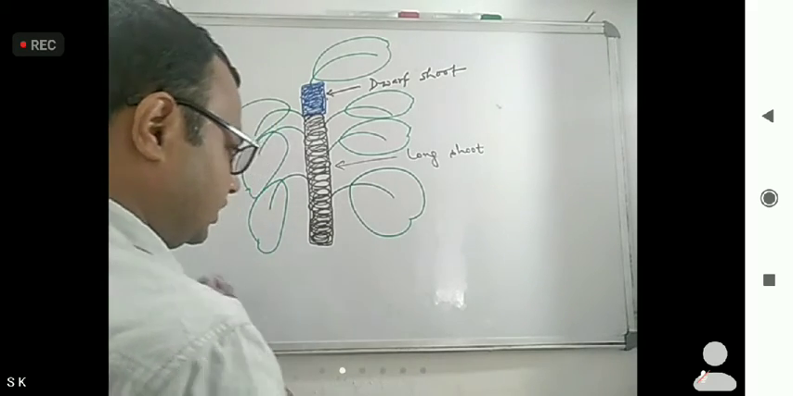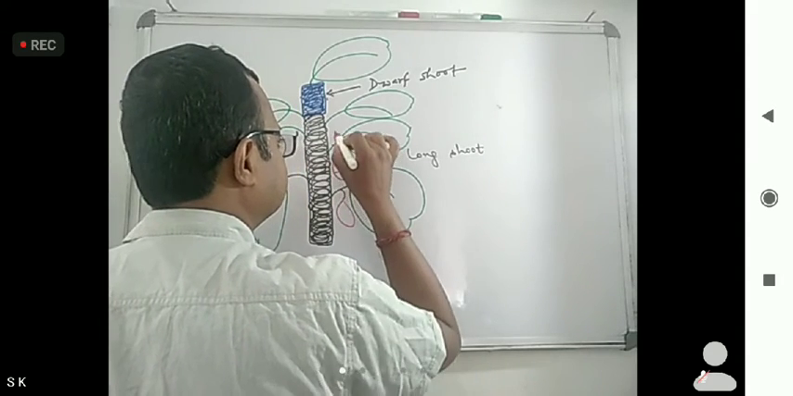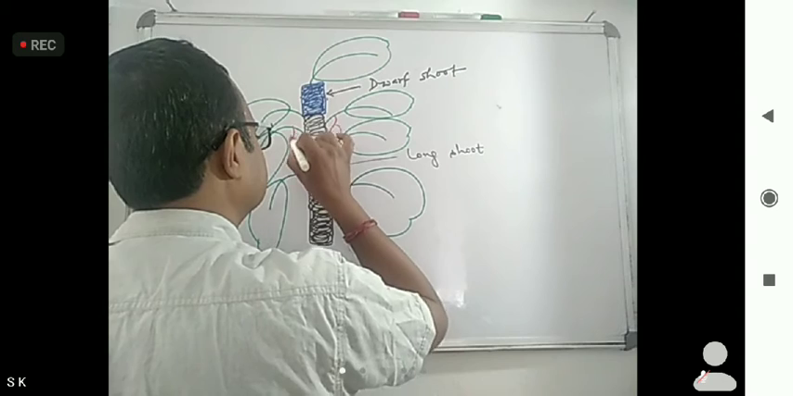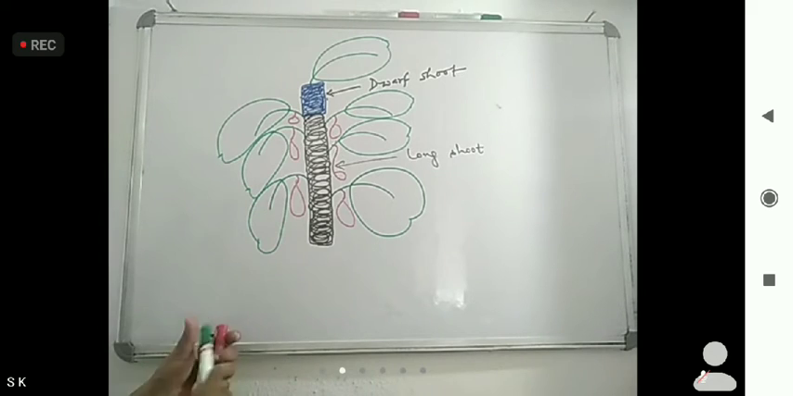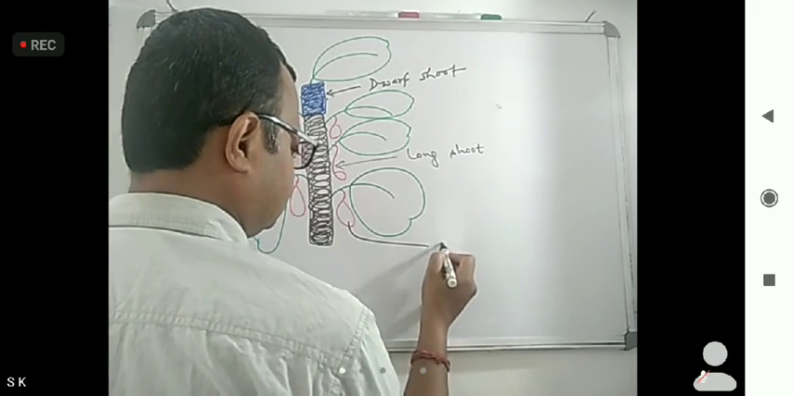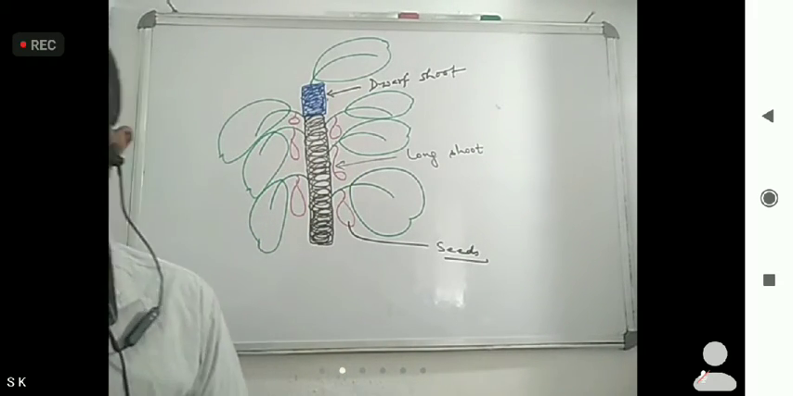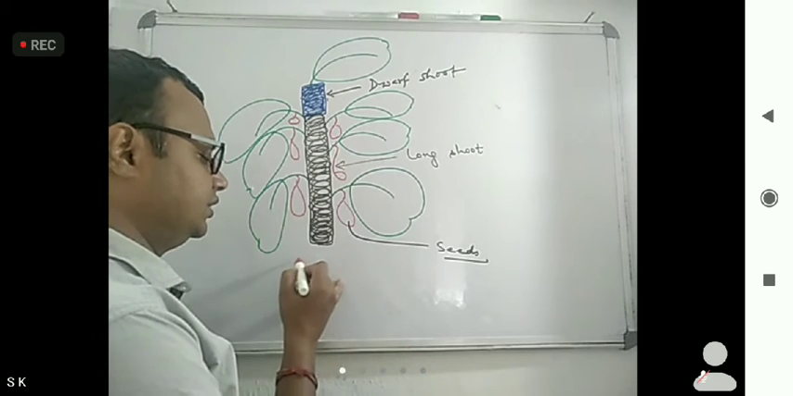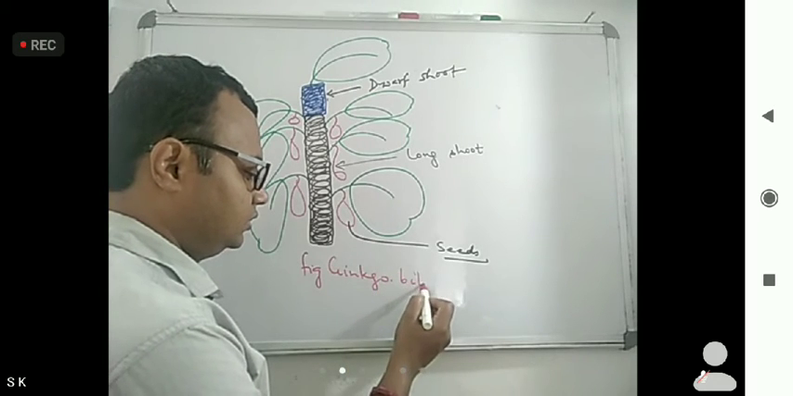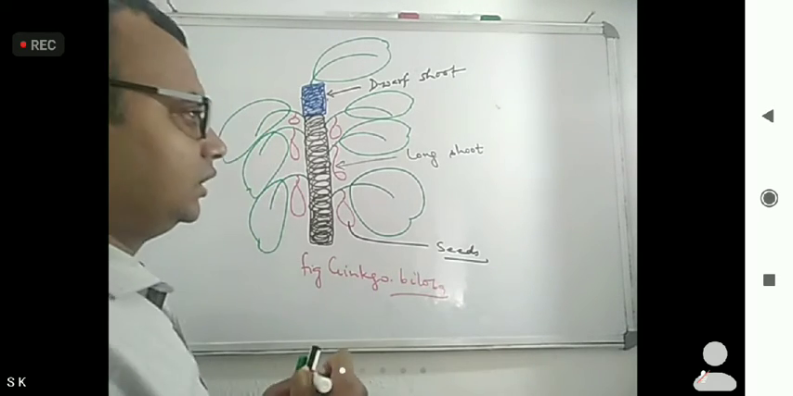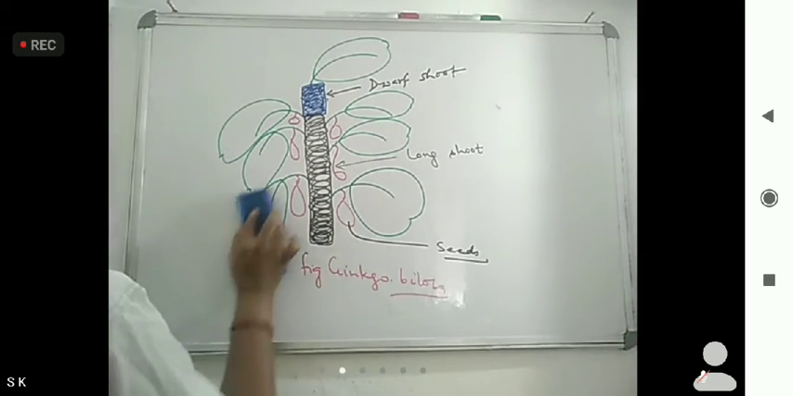Now, here what do they contain? Open seeds. So this is the figure of Ginkgo biloba, an extinct gymnosperm.